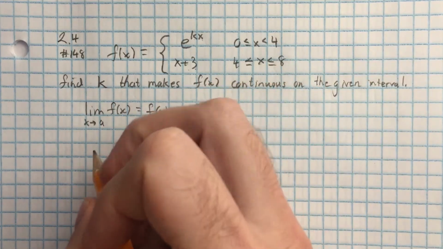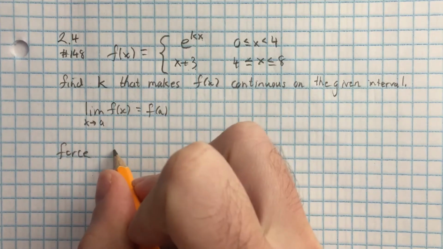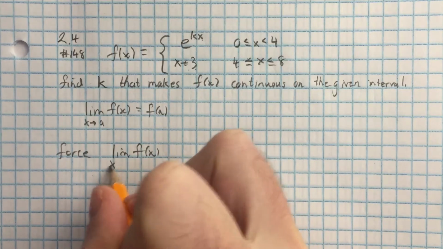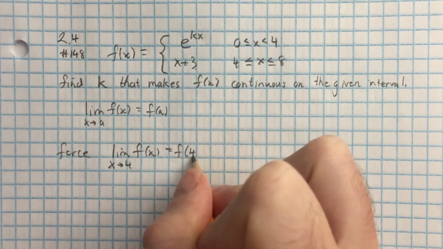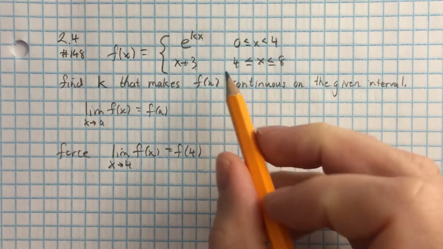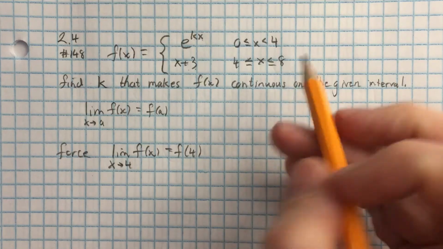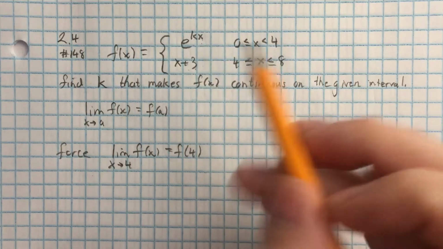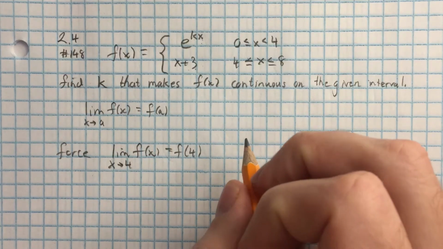So we really need to force the limit of this function as x approaches 4 to be f of 4. Every other location from 0 to 8, we believe, is fine. So it's all about where this thing changes from one curve to another on these piecewise functions. So let's force this then, as we said.